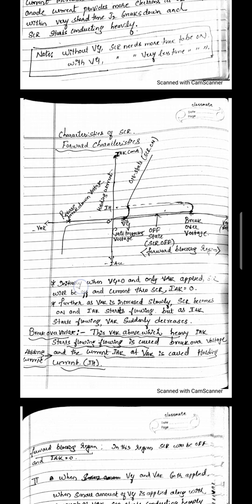As VAK is applied, there is no current through the SCR. Here, a high VAK has been applied, from here to here. When you apply more VAK without VG, meaning VG is not applied, that time heavy current flows through the SCR.